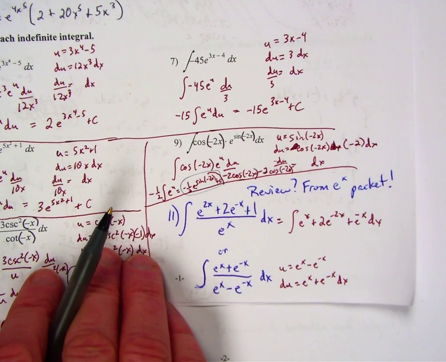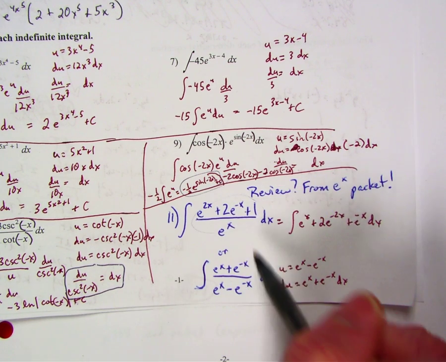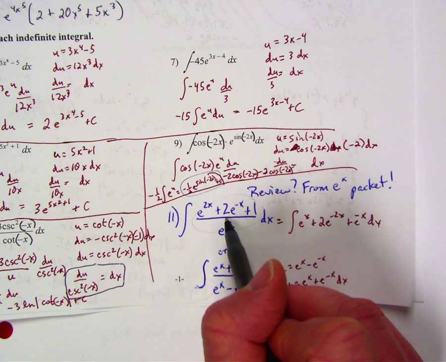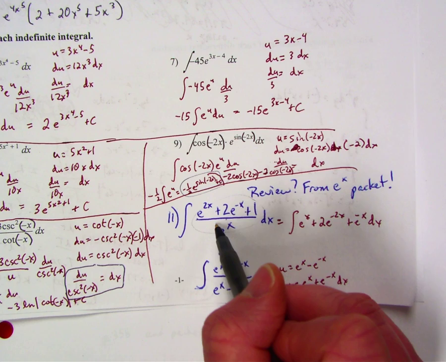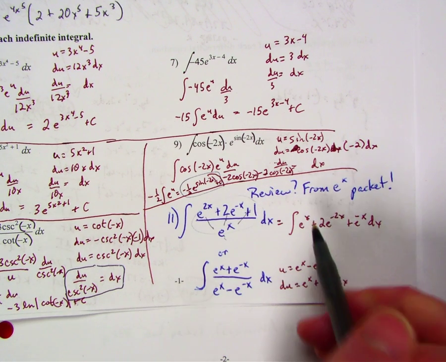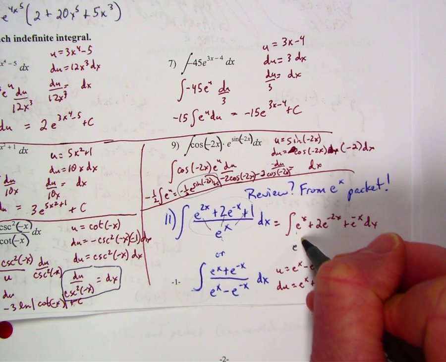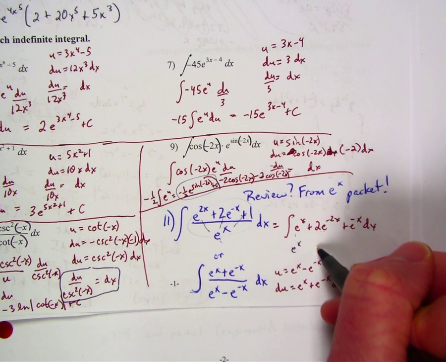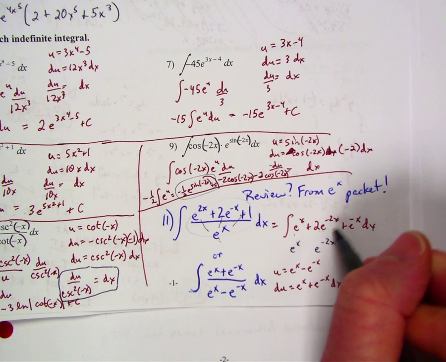I strongly recommend you look back through your giant e to the x packet. There are a couple of integral problems like this. There's a strategy you need to do. This is not u prime over u. The exponents aren't the same. But you can divide every term by e to the x and rewrite the problem. And then it becomes an easy integral. Integral of e to the x is e to the x. Integral of e to the negative 2x is e to the negative 2x.